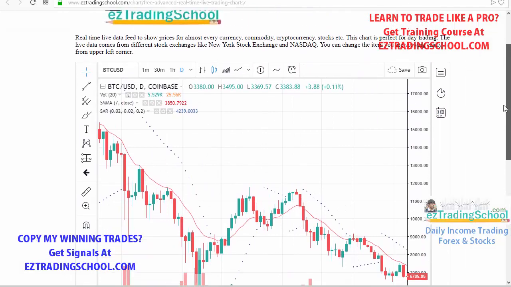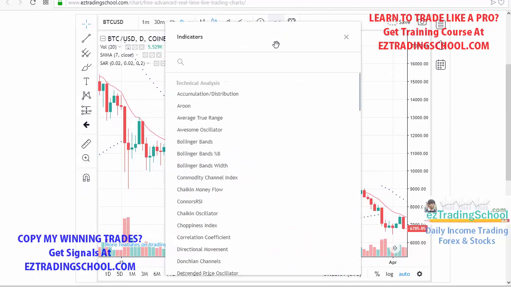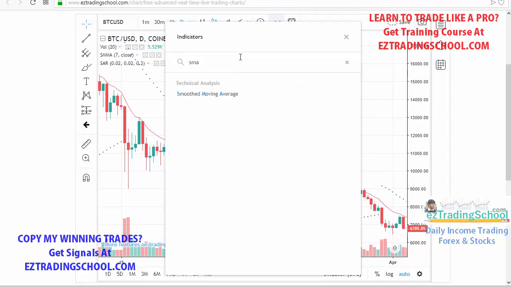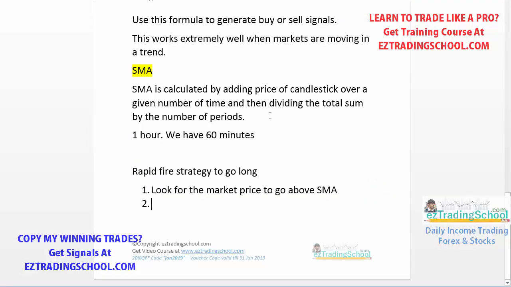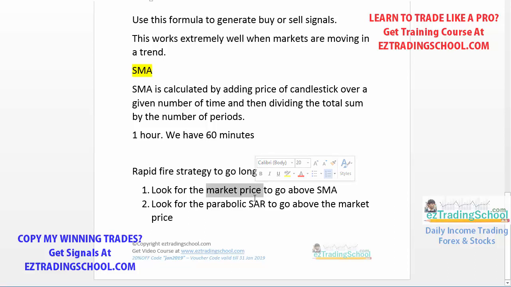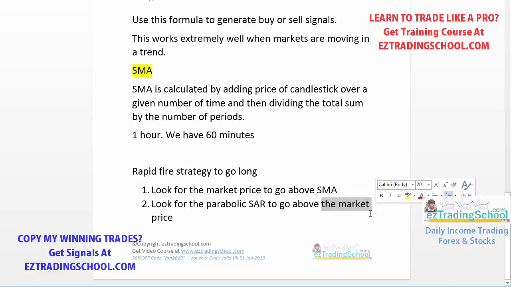So this is the chart, and you can go to indicators and type in SMA, and this is the smooth moving average. And then the next step is look for the parabolic SAR to go above the market price. So you want the market price to go above SMA and the parabolic SAR to go above the market price. So that means the market price is going to be in the middle. The parabolic is going to be higher.